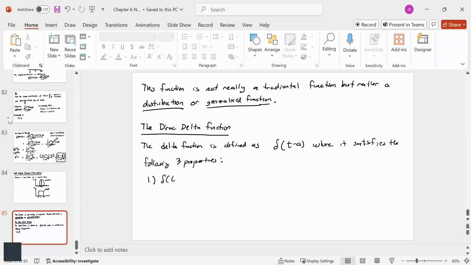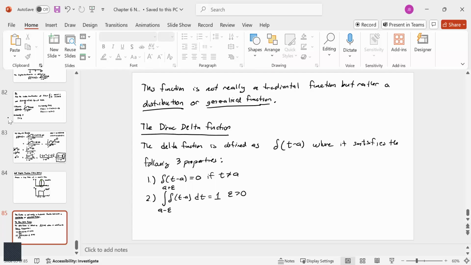So the delta function is equal to 0 if t does not equal a. Okay? So anytime you're not at a, the function's 0. Nothing is happening. If you integrate the delta function around a, so from a minus epsilon to a plus epsilon, where a is contained in the interval, then the integral has an area of 1. Okay?